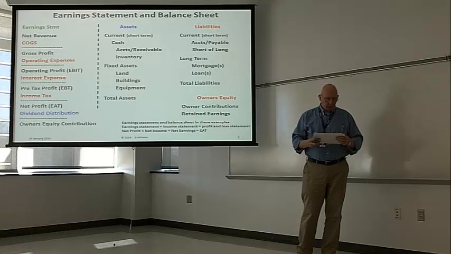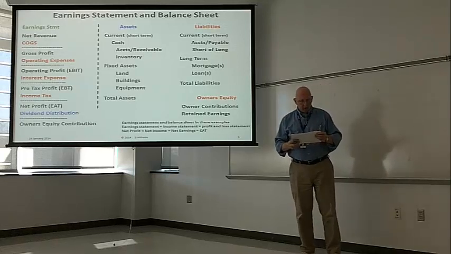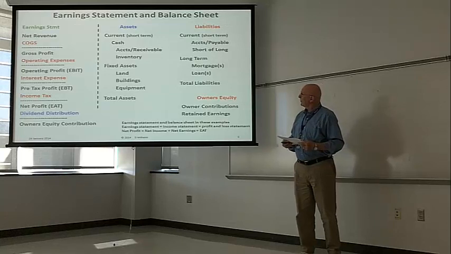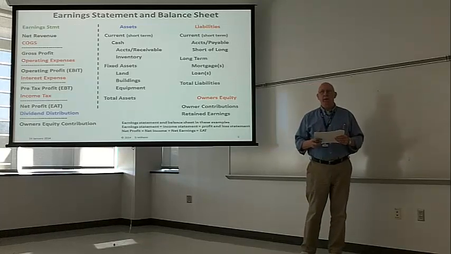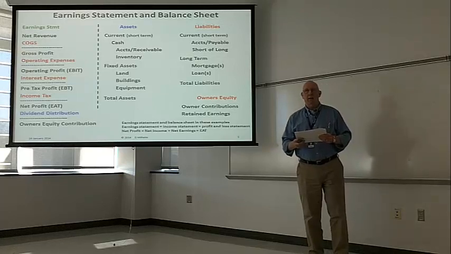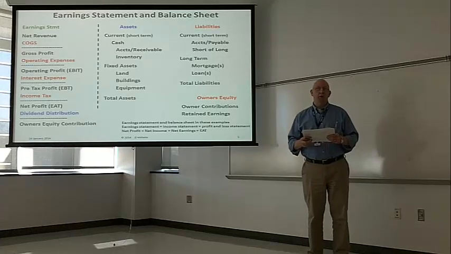The assets, current and fixed. Current includes cash, accounts receivable, and inventory. Fixed, land, building, and equipment. And add all those together and you get the total assets.